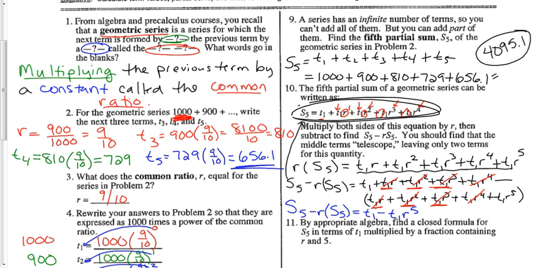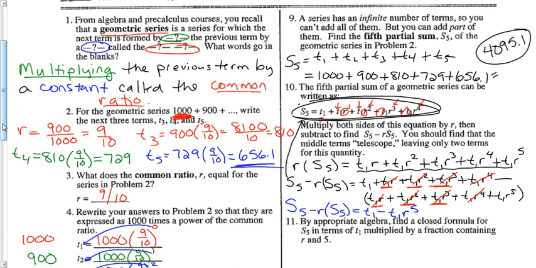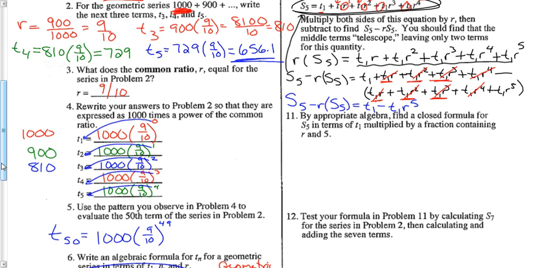So that's all we had to do for number 10, which is good because we have run out of room. So number 11: by appropriate algebra, find a closed formula for s sub 5 in terms of t1 multiplied by a fraction containing r and 5. Oh goodness. Okay, so let's look back at the blue statement that I have. I'm trying to solve for s sub 5.